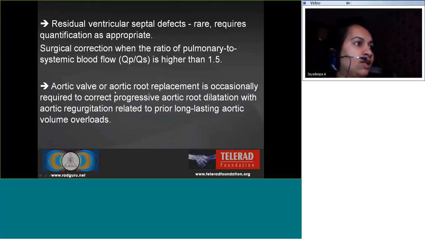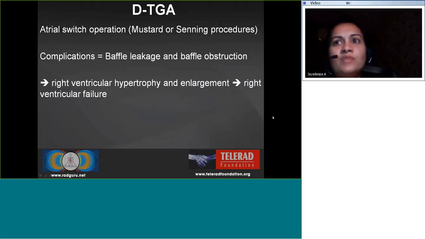The aortic valve or aortic root replacement is occasionally required to correct the progressive aortic dilatation with aortic regurgitation. So whenever doing these MRs, we also need to comment on the status of the aorta, whether it is dilated, and to provide measurements at each level.